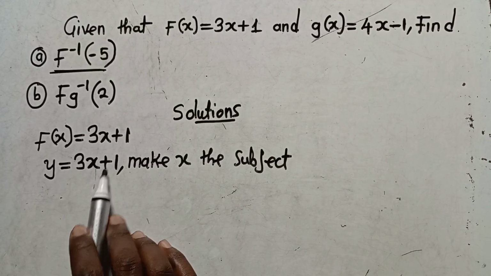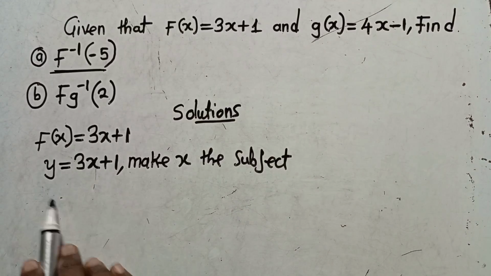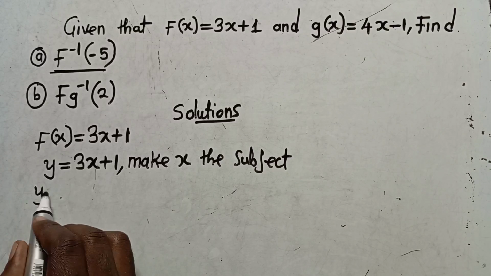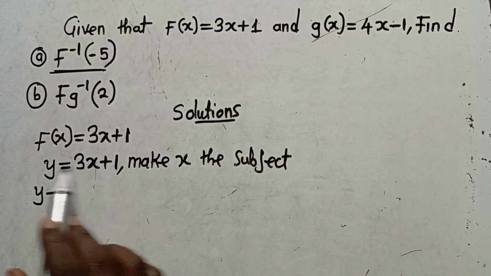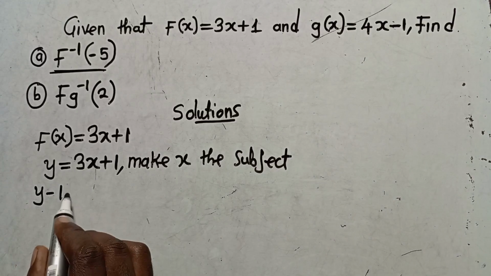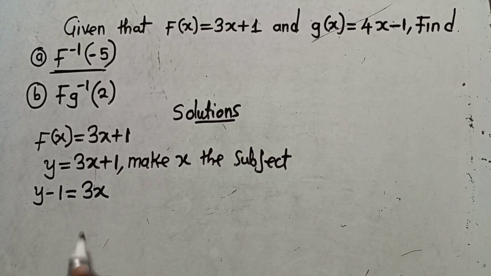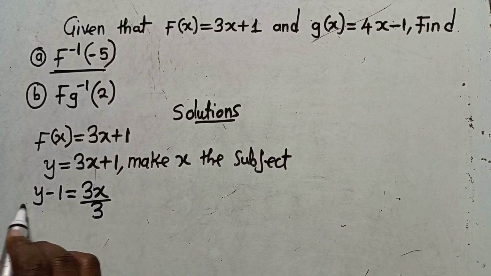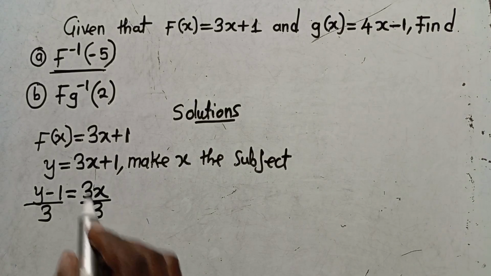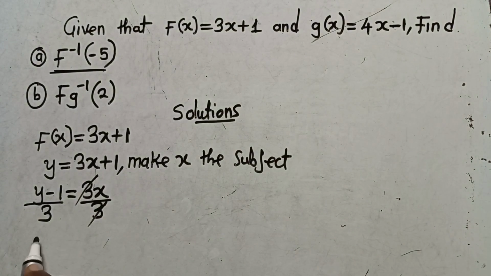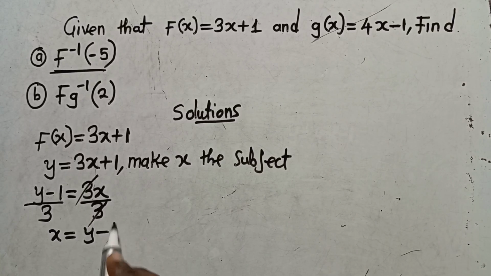So making x the subject of the formula, this positive 1 goes to the other side of the equation. We have y minus 1. When it crosses the equal to sign, the sign will automatically change. So I'm just remained with 3x. From 3x there, I divide by 3 throughout the equation so that I just remain with x. This and that gets to cancel. So meaning that x is now equal to y minus 1 over what? Over 3. It is at this point now where I've made x the subject of the formula.